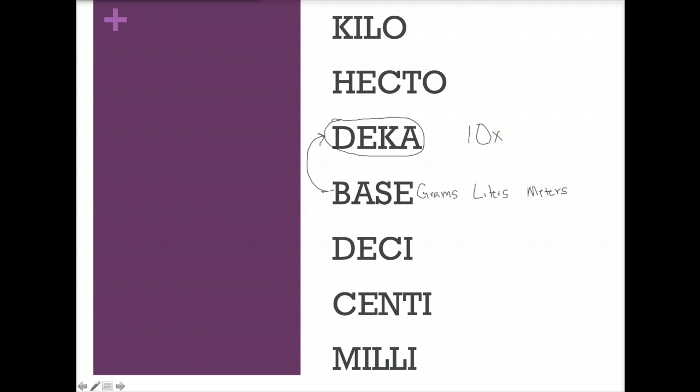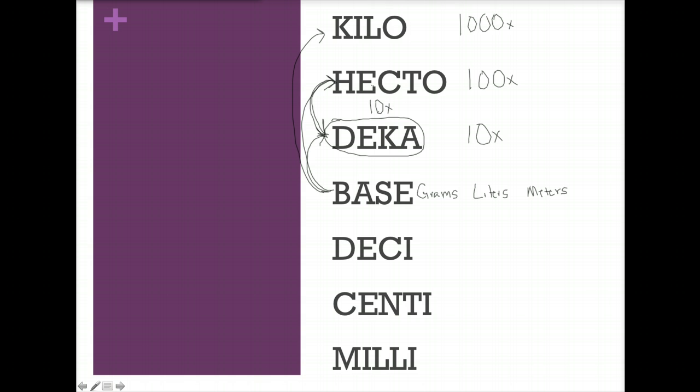Okay? From the base to hecto is going to be 100 times larger. And up to here, kilo is going to be 1,000 times larger. But between hecto and deca here, they're next to each other, so there's only a 10 times difference between these. A hecto has 10, there's 10 decas in a hecto. Hecto is 10 times larger.